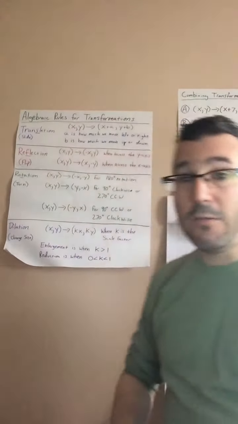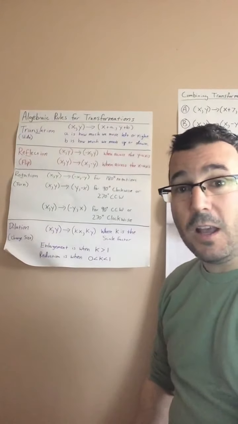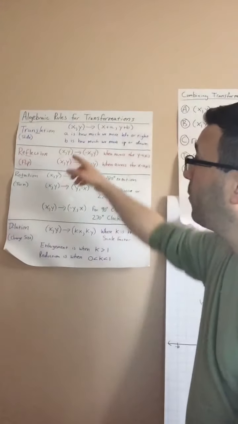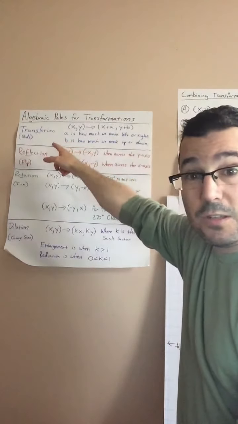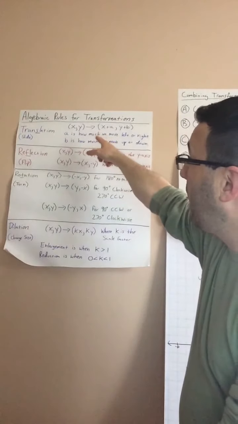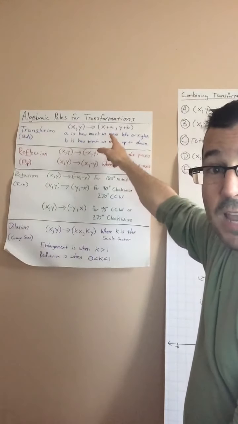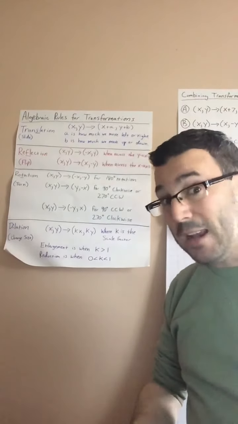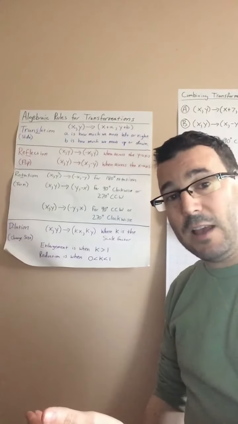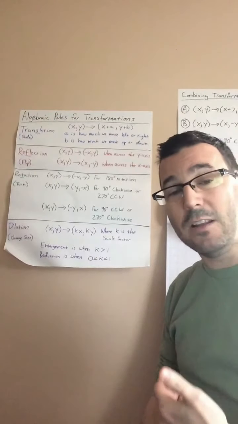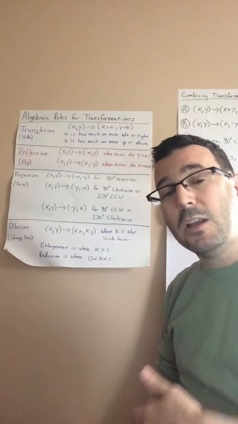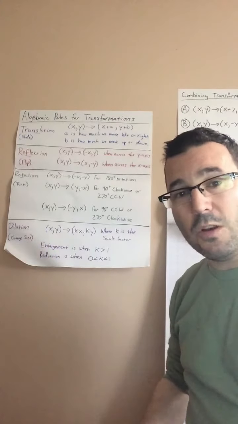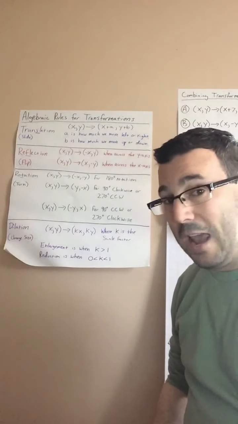So just real quick, first we're going to go over the algebraic rules for transformations. So remember, we have a translation, which the key word is slide, where (x, y) becomes (x plus a, y plus b). So we are adding or subtracting something to our x value, and we are adding or subtracting something to our y value to slide it somewhere around in the coordinate plane. Those two numbers don't have to be the same.